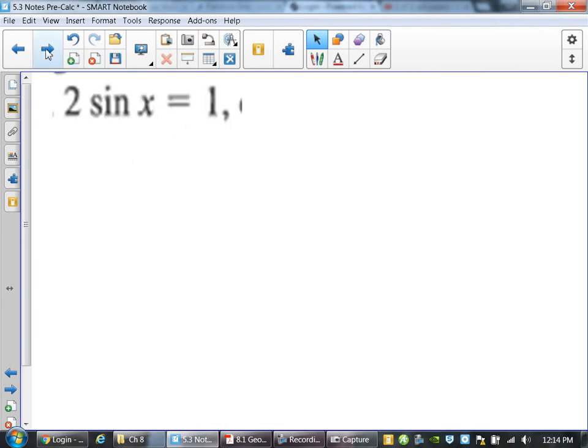Let's try another one. 2 sine of x equals 1. Solve for x. What do you do? Divide by 2. Good. What angle has a sine value of 1/2? 30 degrees. Pi over 6. So where is sine?